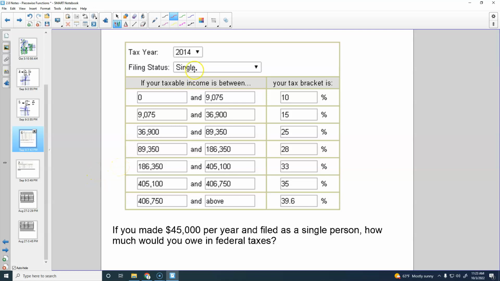Now this is from 2014, so it's old. I need to update it with more current tax numbers, but the same general thing happens. They'll change these rates over here, they'll change where these brackets are, and taxes are incredibly complicated. So this is just filing your taxes very, very simply.